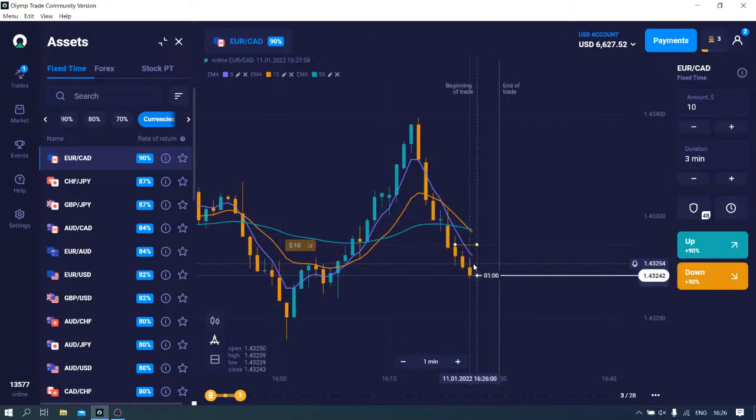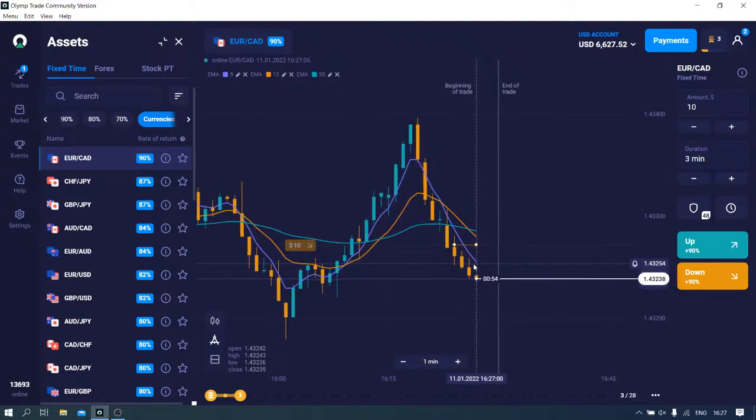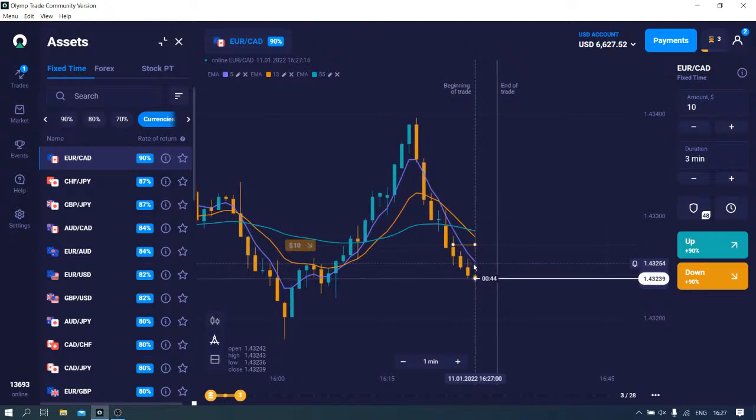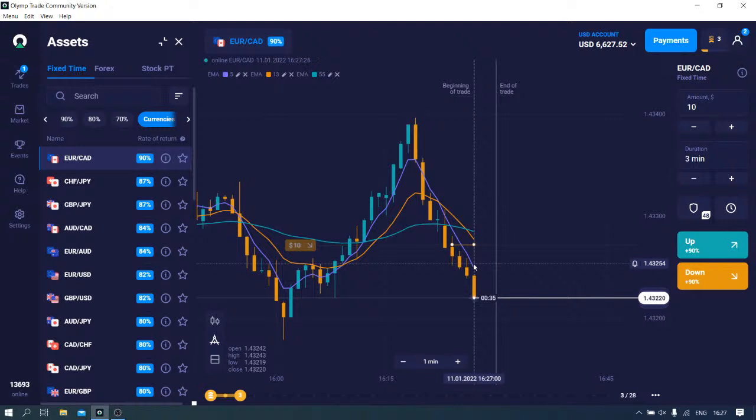But again, it depends on your ambitions. It fully depends on the plans that you set for yourself. For example, if I'm aiming for 10% profit per month, well, it doesn't matter with what amount I start. It might be $1,000, it might be $5,000, it might be $1 million.